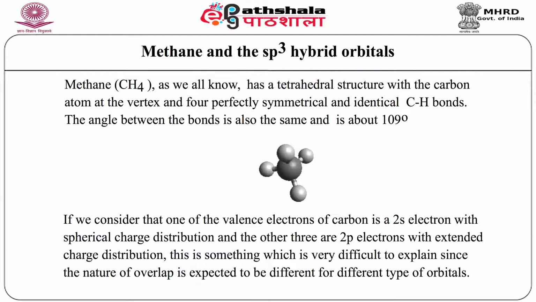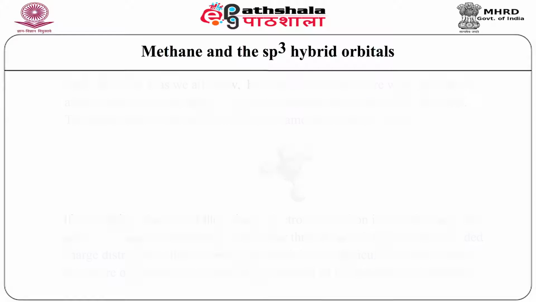If we consider that one of the valence electrons of carbon is a 2s electron with spherical charge distribution, and the other 3 are 2p electrons with extended charge distributions, this is something which is very difficult to explain, since the nature of overlap is expected to be different for different types of orbitals.